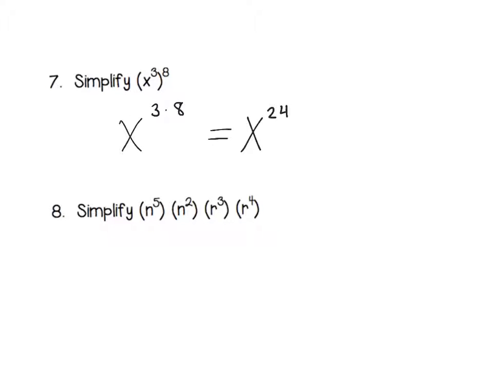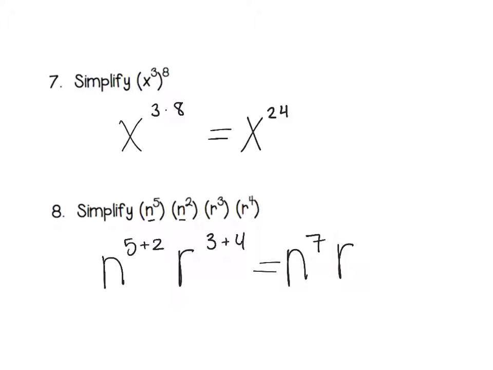For problem 8, we will be adding our exponents because we are multiplying them. So when they have the same base, you add their exponents. So n to the 5 plus 2, and then r is up to the 3 plus 4 power. So simplified, that is n to the 7th power, r to the 7th power.